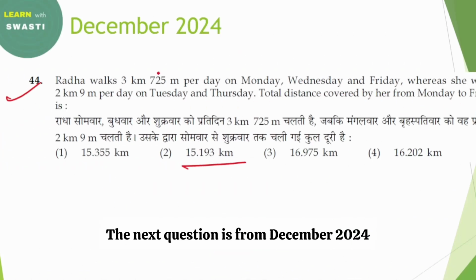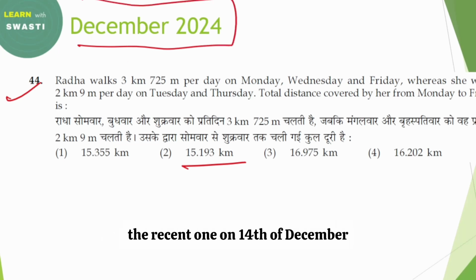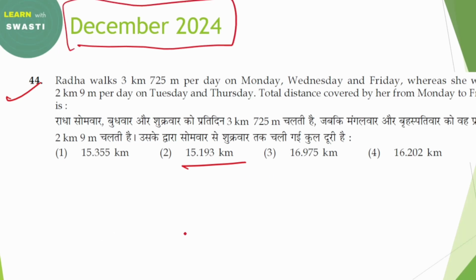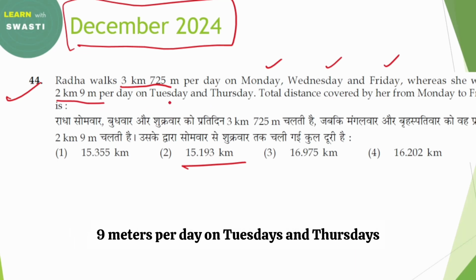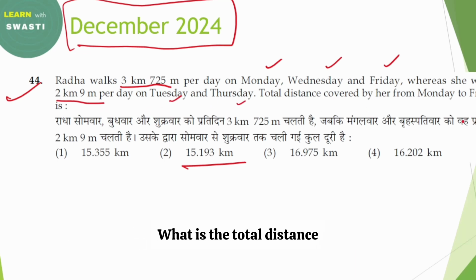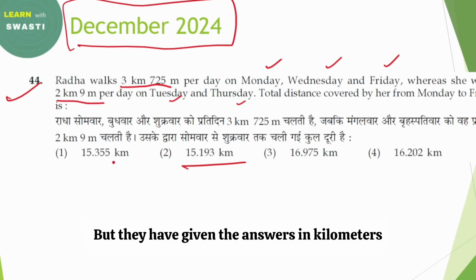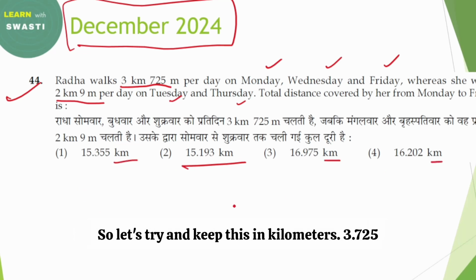The next question is from December 2024, the recent one on 14th of December. It says Radha walks 3 kilometers 725 meters per day on Monday, Wednesday and Friday, whereas she walks 2 kilometers 9 meters per day on Tuesdays and Thursdays. What is the total distance? You just have to add up all this. But they have given the answers in kilometers, so let's try and keep this in kilometers.